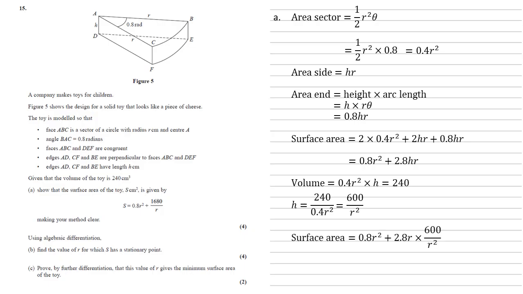So we've now got 0.8 r squared plus 2.8 r times 600 over r squared. And looking at this, the r is going to cancel out one of the r's on the bottom of the fraction, so we'll end up with just r underneath. 2.8 times 600 is 1680. So we've got the formula that we needed. Surface area equals 0.8 r squared plus 1680 over r.